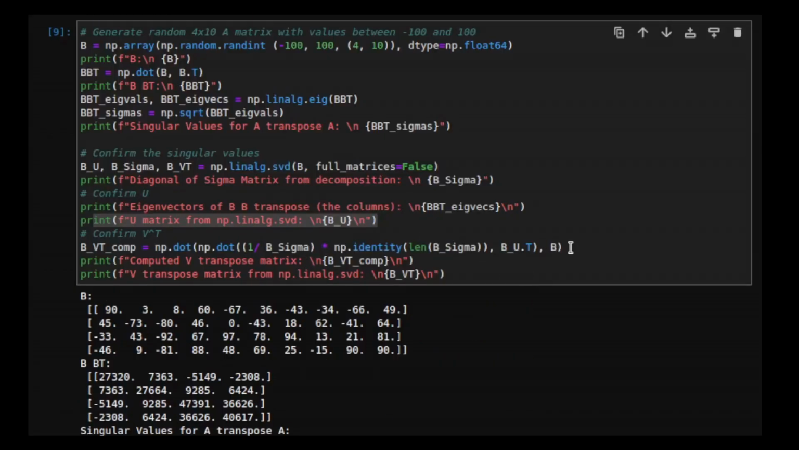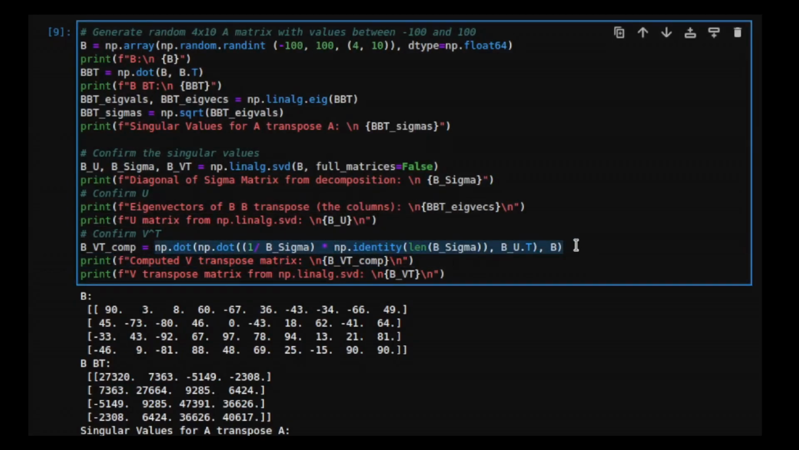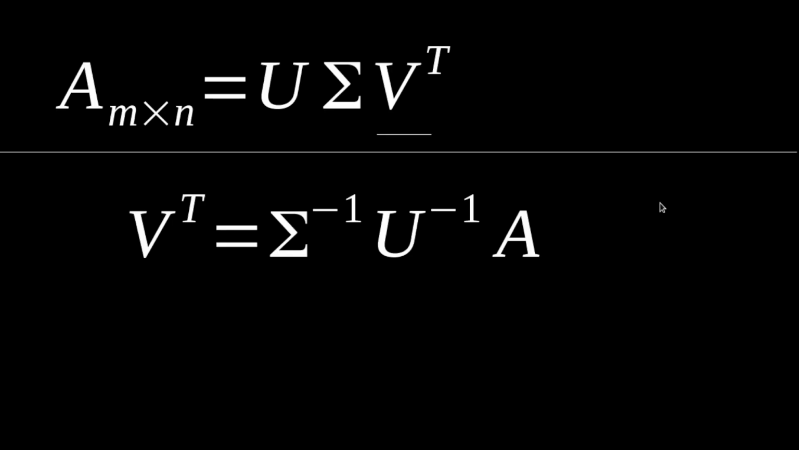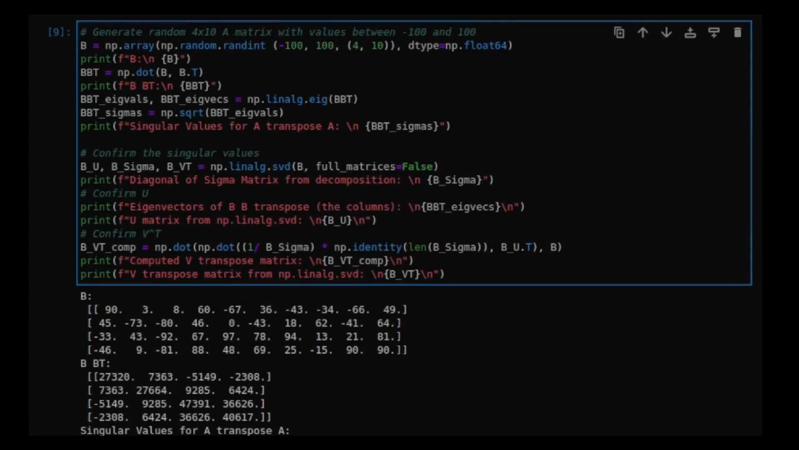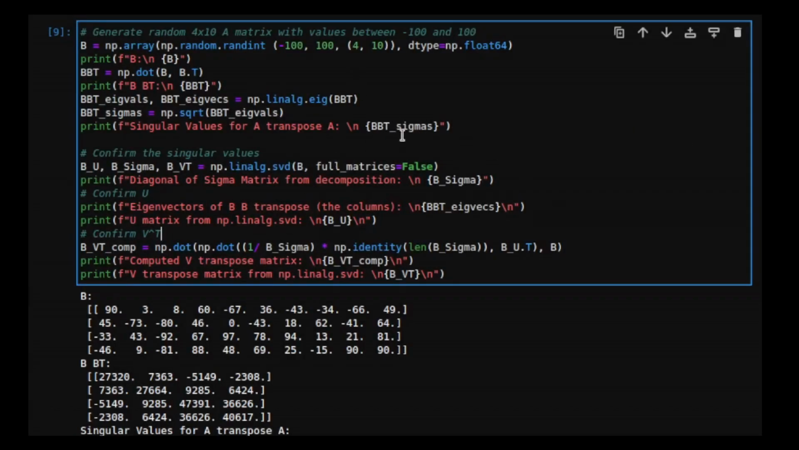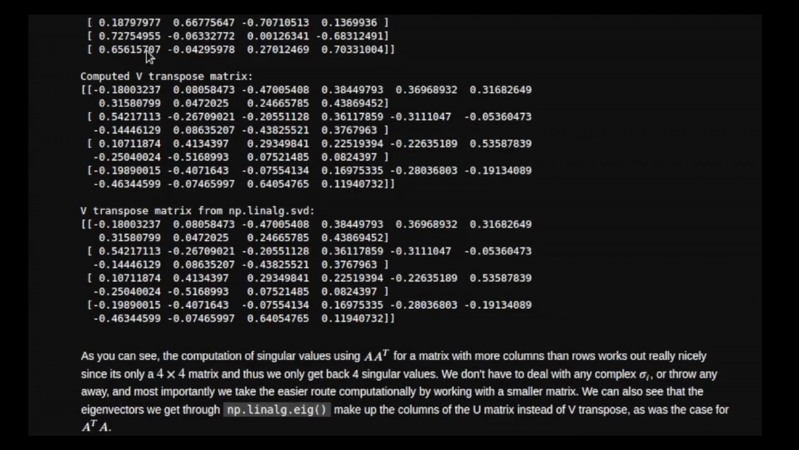Anyways, we move on down here to V transpose, and we're using that same formula that we ended up seeing from before. This formula right here of V transpose being equal to sigma inverse U inverse A. In the case of our code, that A matrix is just going to be our B matrix, of course. And so you can see right here, here is our sigma inverse. Here is our U inverse, which is really just U transpose, and then we have B. And going to the terminal output, again, you can see right here that our V transpose matrix and our V matrix, in this case, are actually equivalent with one another.